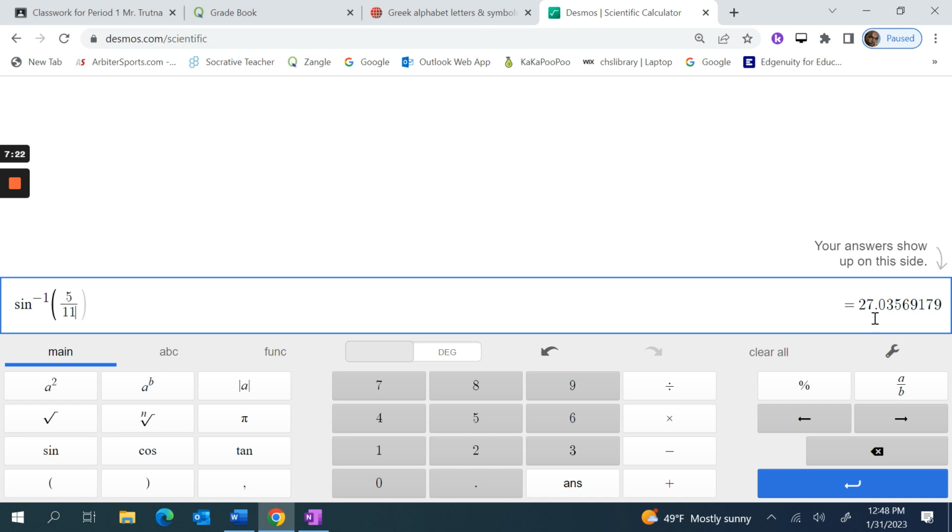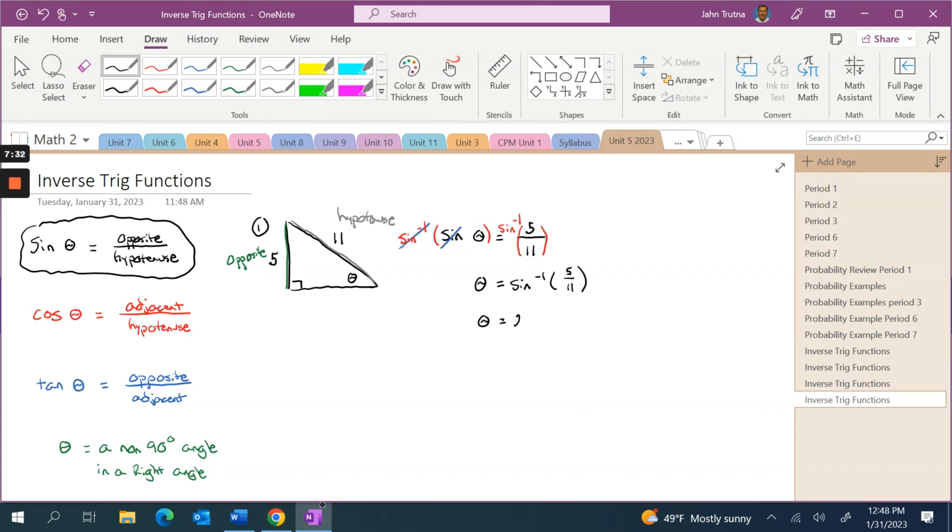27.03. When you get a very long decimal for an answer, when you're using sine, cosine, or tangent, always just stop after the second decimal number, 27.03. So that is going to be my answer for theta, 27.03. Okay, so that would be an example of how I use the sine -1 function to eliminate sine from an equation to help me solve for, in this case, theta, which is a missing angle in a right triangle.